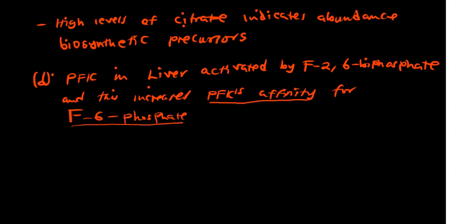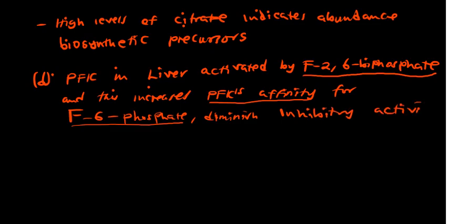And when PFK is activated, that means you diminish the inhibitory activity of ATP, not PFK, of ATP. So where does the fructose 2,6 bisphosphate come from? Let's break it down.